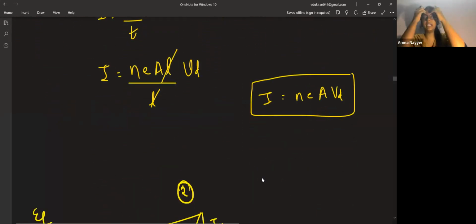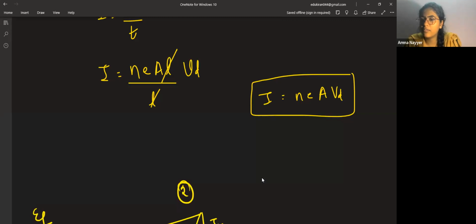I is equal to NEA VD. Now, details of this we couldn't complete. Look, class, for this relation, if you look at it carefully, I is equal to NEAVD. So how does it look like? It looks like when we talk about current and when we talk about area of cross section, both are directly proportional to each other. I is equal to NEAVD. Both are directly proportional to each other.